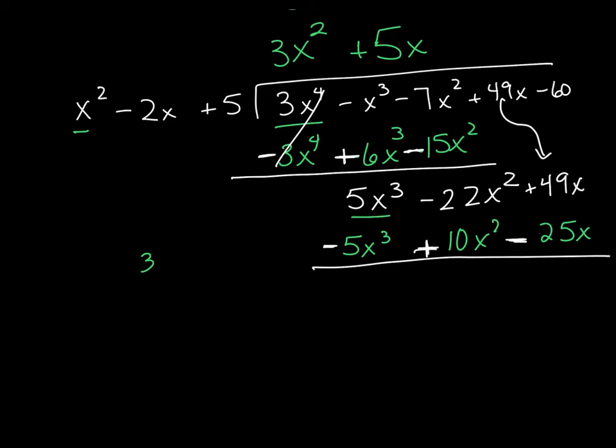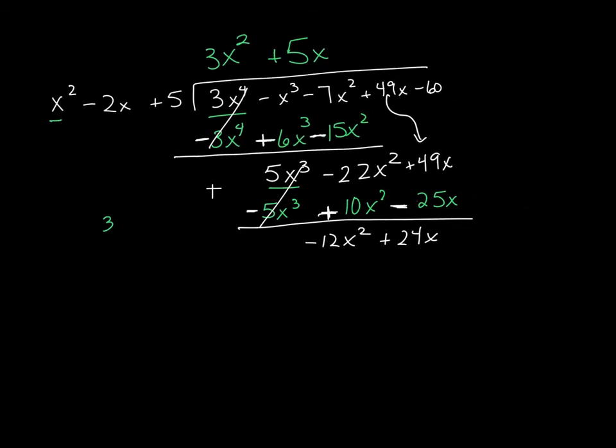So when I go through and add all of that together, that cancels. I am left with negative 12x squared plus 24x. And I also now need to bring down that negative 60. And we are almost done with this.